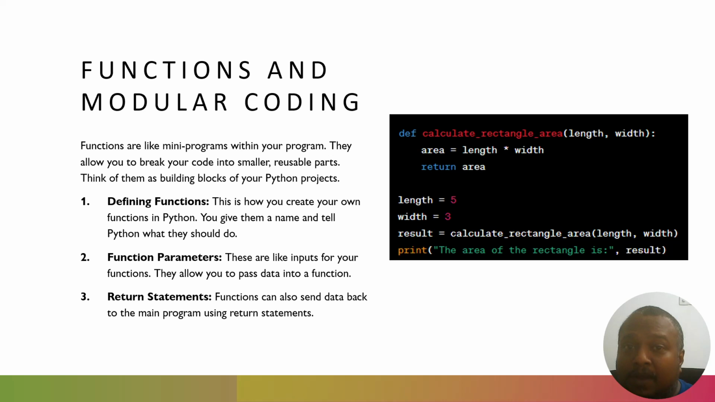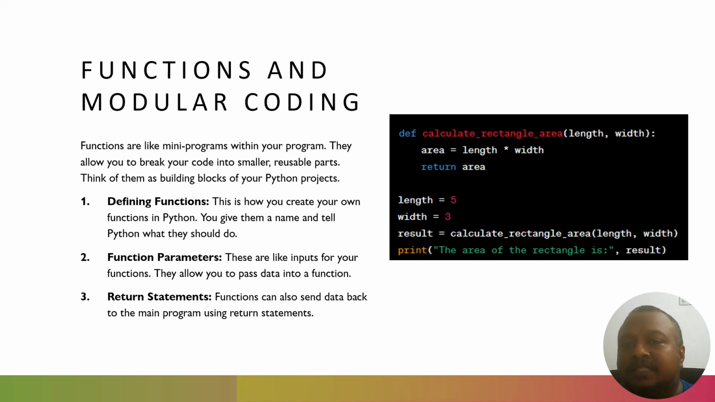And the third part of a function is the return statement. A function can also send data back to the main program using a return statement. Here in this example, I have shown you a function to calculate the area of a rectangle.